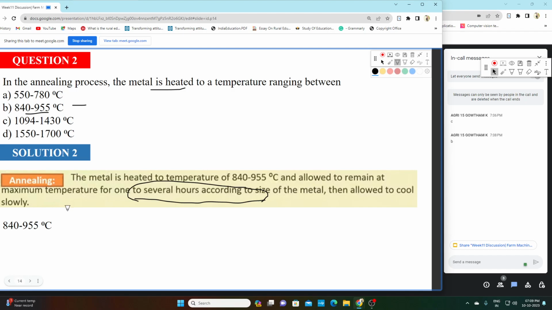Okay, why are we doing this annealing process? To increase the coarseness of the grain particle. So for that we are doing this annealing process. So option B, the temperature range is from 840 degrees Celsius to 955 degrees Celsius. So option B is your correct answer.